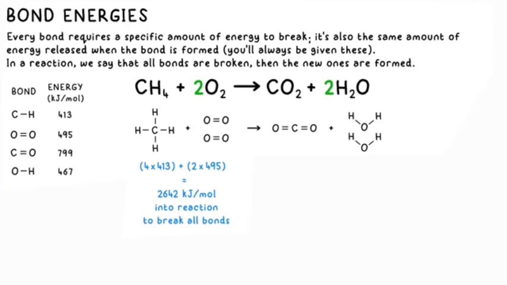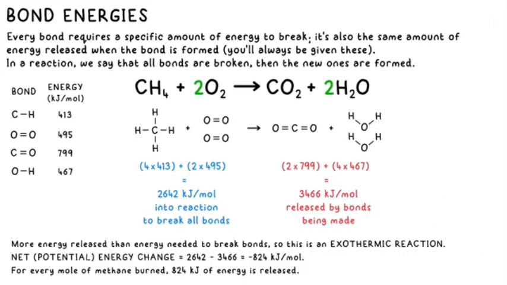Making bonds, on the other side, 2 times 799 is released when the CO2 double bonds are made. Plus 4 lots of 467 for the 2 water molecules. That's 3,466 kilojoules per mole released. By the way, you'll always be given these numbers, you don't need to remember them. More energy is released than goes in this case, so it's exothermic. That checks out, doesn't it? One minus the other gives us the net energy released, and in this case that's 824 kilojoules per mole.